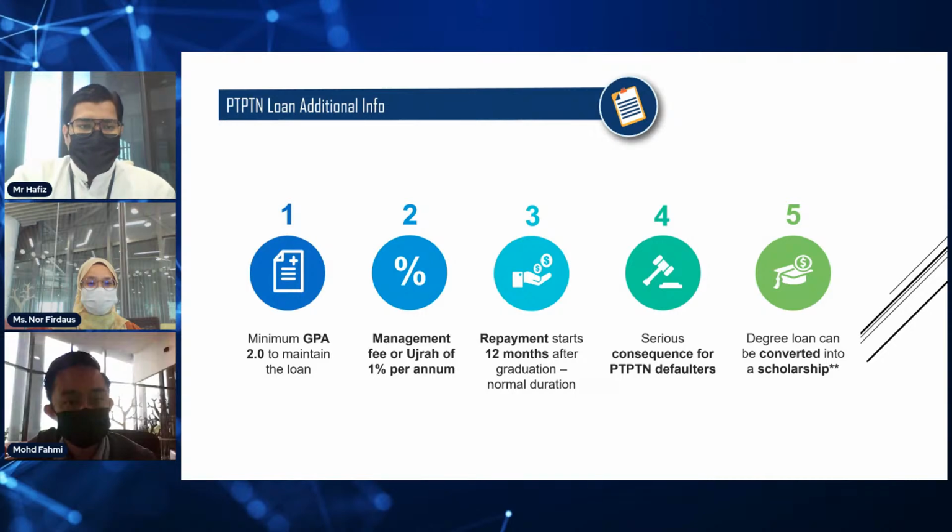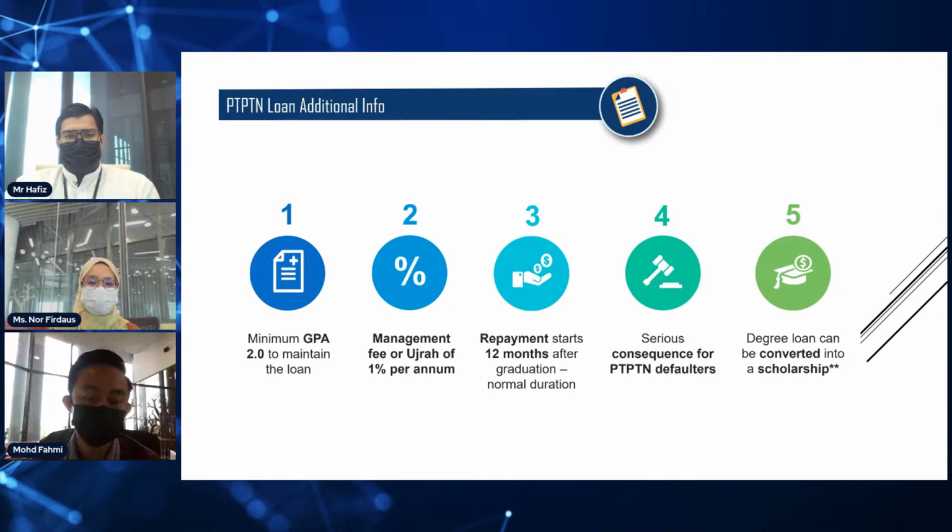This is for PTPTN loan additional info. The first one: you need to make sure you maintain a CGPA of 2.0 to receive the loan from PTPTN. Second, the management fee is still 1% per annum. And the third one is that repayment starts 12 months after graduation.